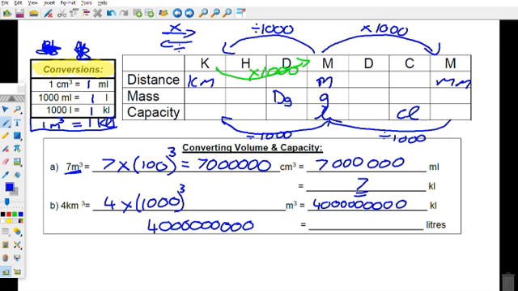Now, have a look at the next one. We have to go from kiloliters to liters. K to the main one. Kiloliter to just liter. What do we got to do? We got to times by 1,000. Yes. Times 1,000.